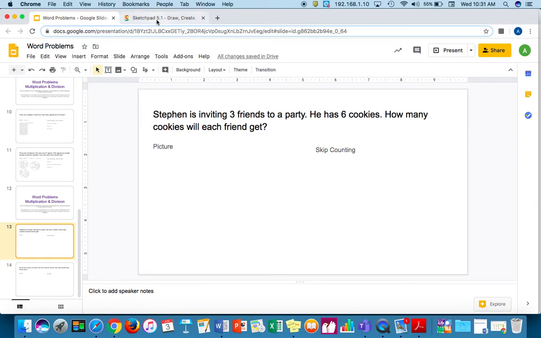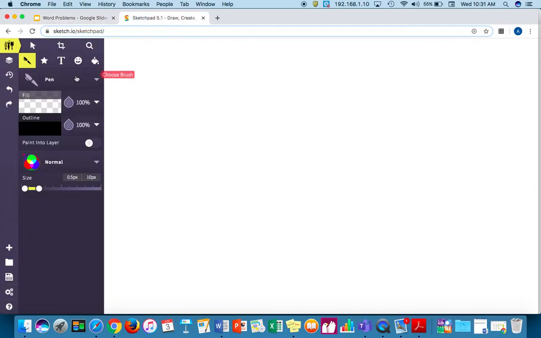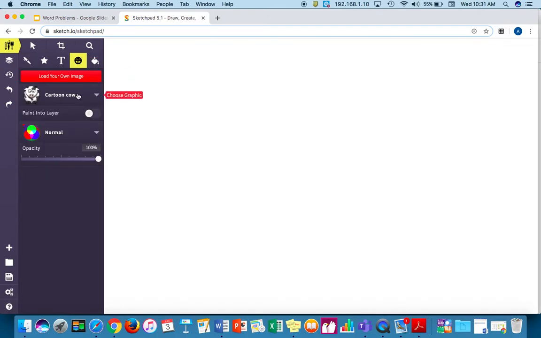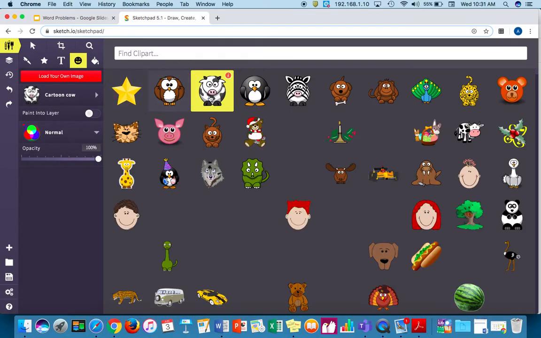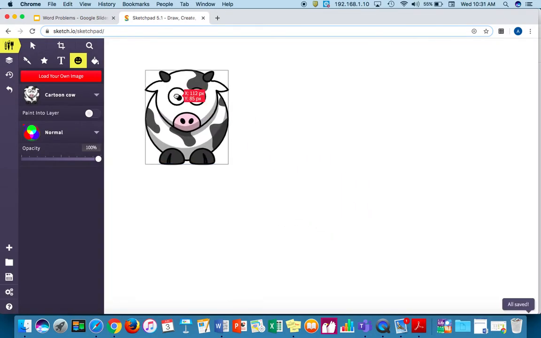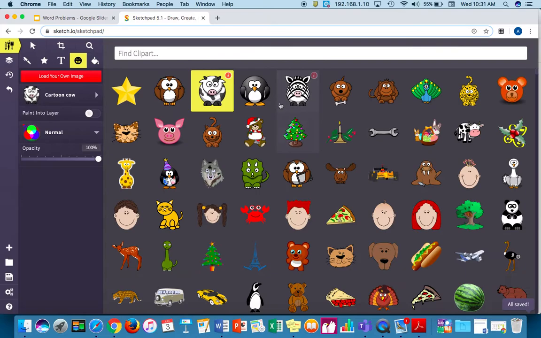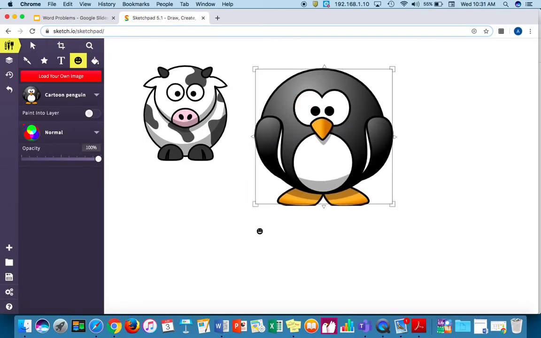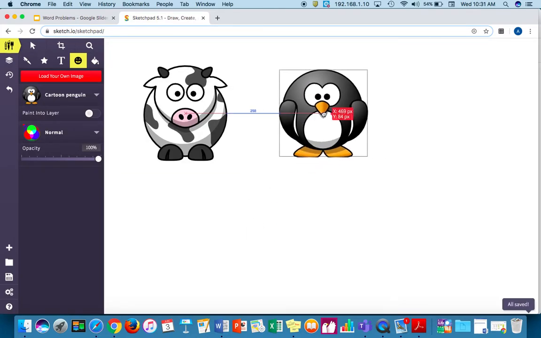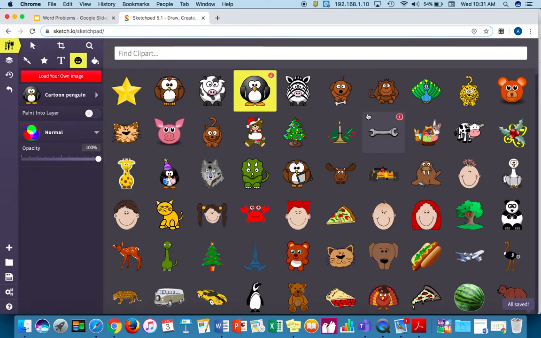I'm starting with a picture in my mind. So I'm going to first draw his 3 friends. Maybe I can give them a cow. A cow is one friend. The second one will be a penguin. Let's make him a little bit smaller. And the third friend will be a dog.